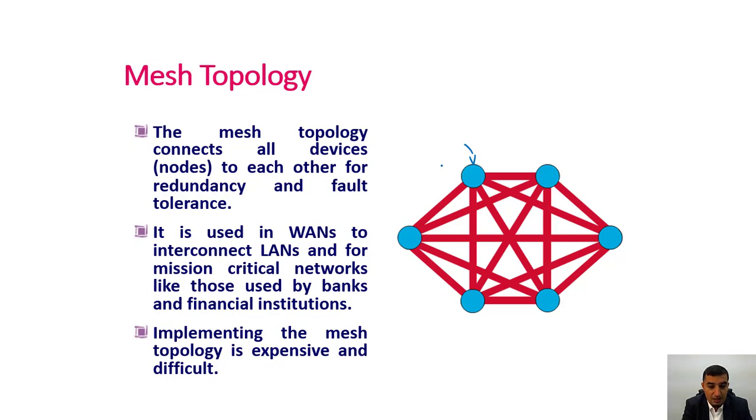It is used in WANs and to interconnect LANs for mission critical networks like those used by banks and financial institutions. In military and finance, you cannot have one cable connecting the branch. You cannot depend on one line. So instead, if this line goes dead, no problem. You have another 4 lines connected to it. So the information will reach from somewhere else. The information can reach from this path, or this path, or any other path. But there is no way to depend on one line.